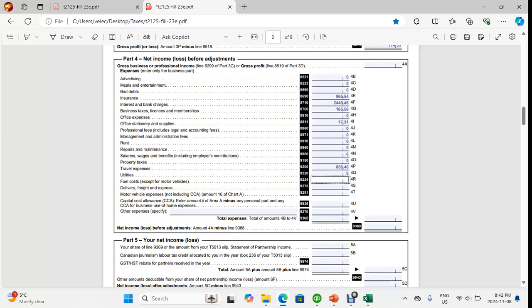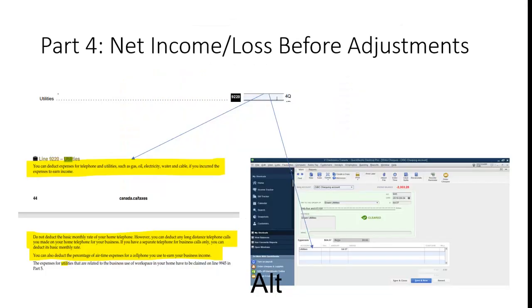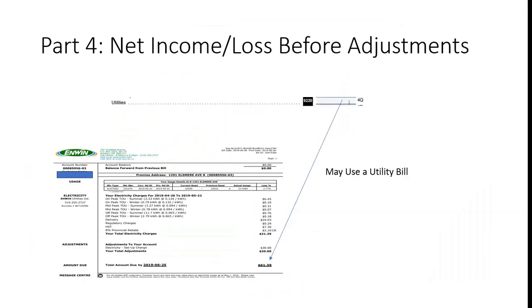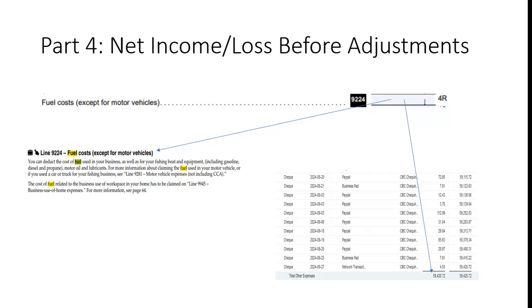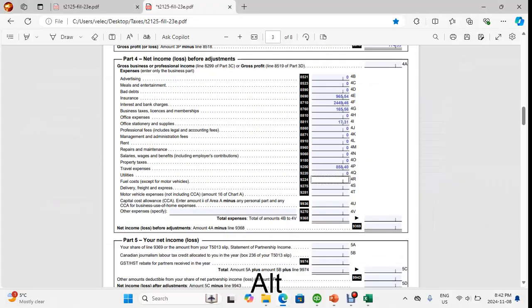Your fuel expenses, 4R. Your fuel expenses would be things like money that you might have paid for the fuel inside your generator, say, for example, when you had renovations going on in your basement. In this case, this will be 0 as well.